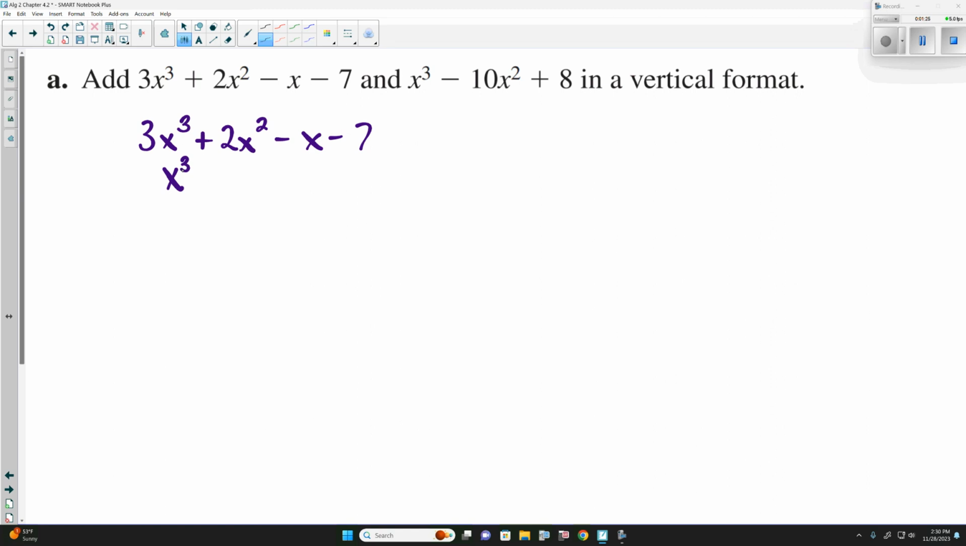So we put our x cubed under 3x cubed. We put our negative 10x squared under our 2x squared. Since we do not have an x term, we're not going to put anything under the x. And we'll put our plus 8 under the minus 7.